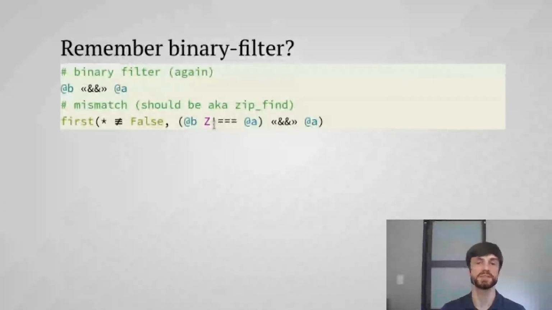So we have a list of booleans, and a list of booleans is exactly what we need for our binary filter. So we do that binary filter on A, which gives us a list that consists either of false or of the element that was not equal. And then we look for the first element in that array that is not false, because that will be the first mismatch, and that's our result.